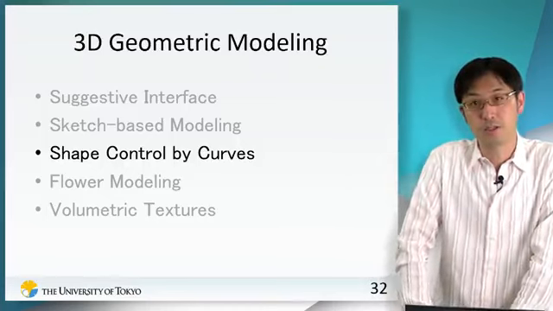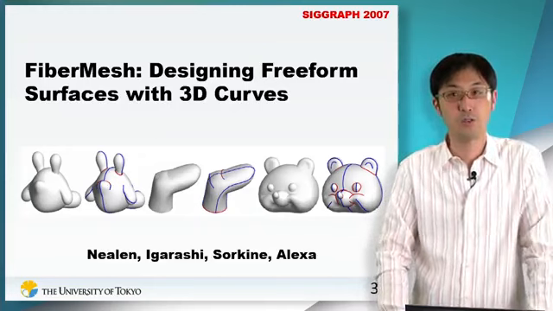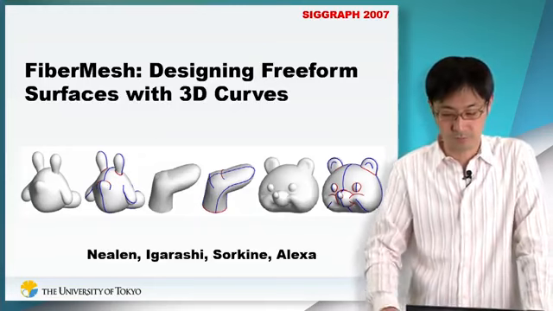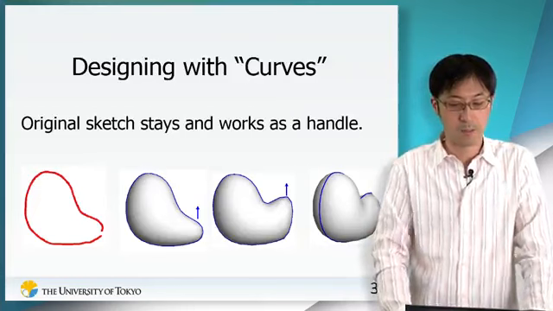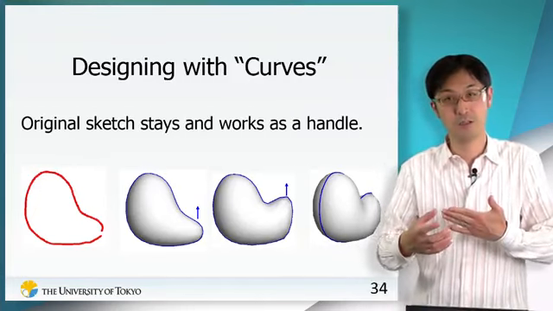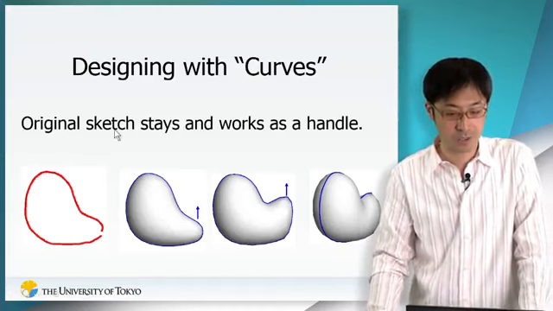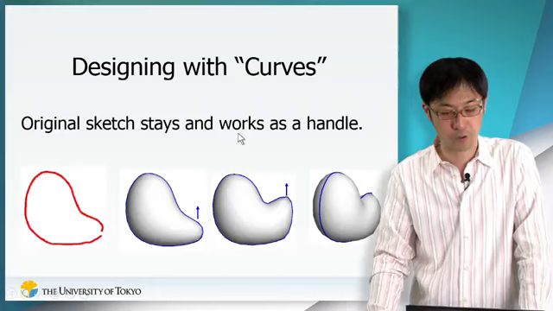Our next topic is shape control by curves. The work we introduce here is called FiberMesh. What we propose is an extension of the previous technique, which is called sketch-based 3D modeling. The difference is that the original sketch stays and works as a handle.